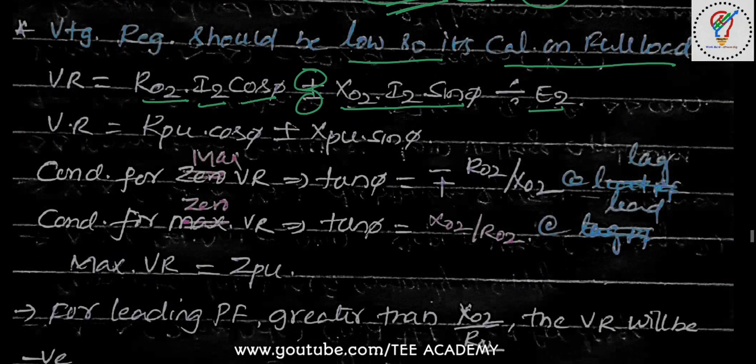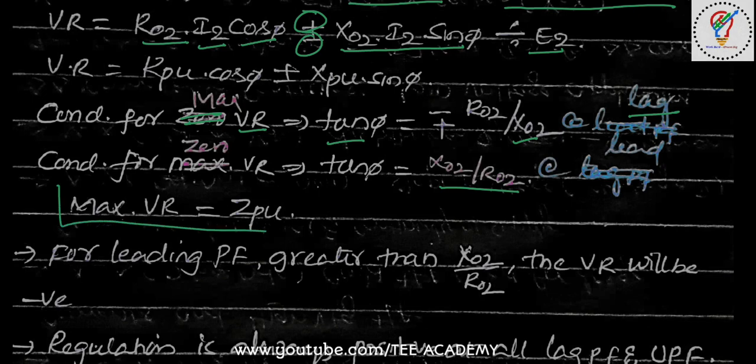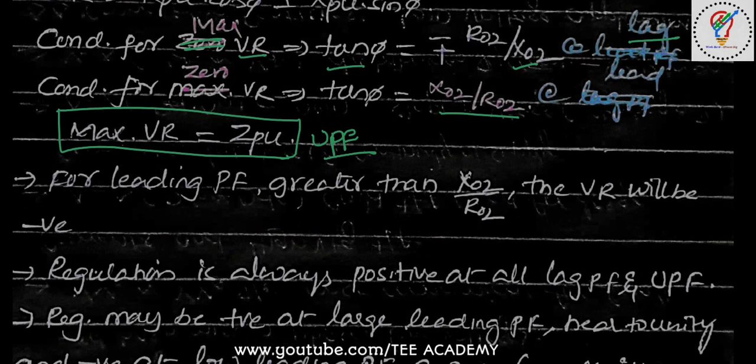Now the condition for maximum voltage regulation will happen at lagging power factor when tan phi is equal to X02 by R02. The condition for zero voltage regulation is tan phi equal to R02 by X02. Maximum voltage regulation is nothing but Z per unit, and this will happen at unity power factor condition. For leading power factor greater than X02 by R02, the voltage regulation will be negative.